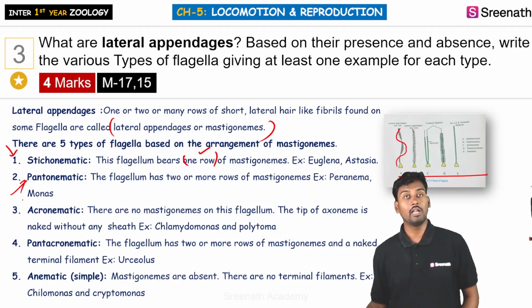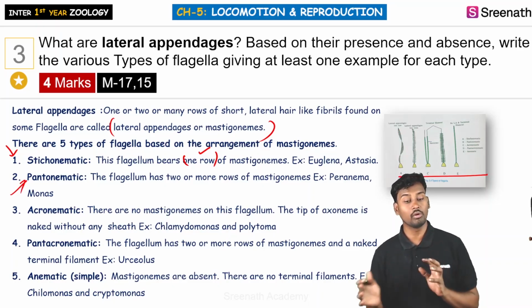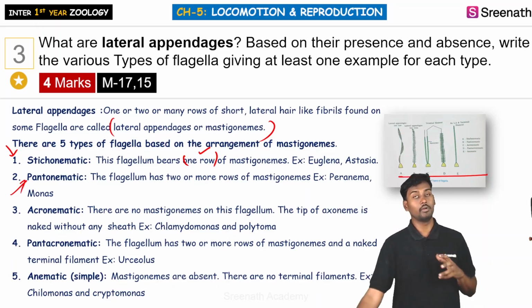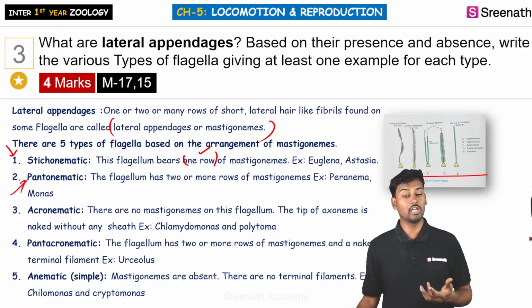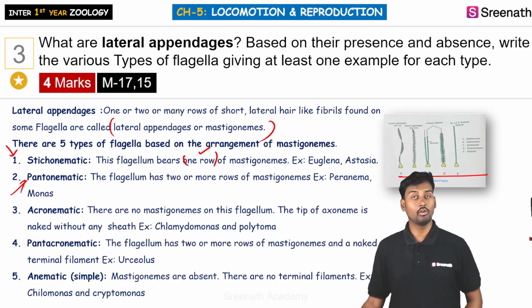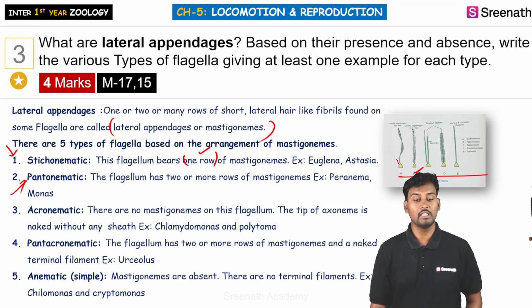Another one is pantonematic. Pantonematic means they generally have 2 or more rows of these lateral appendages. So it is called pantonematic. This is the second type. Here we can see only one row of lateral appendages on one side, but here there are 2 rows, present on both sides of the flagellum. This is called pantonematic.